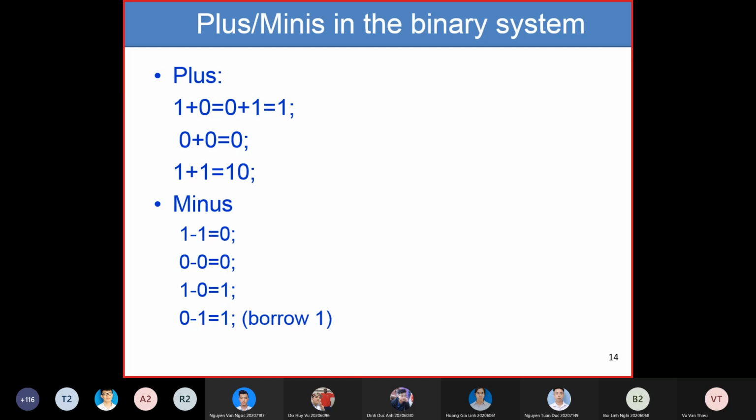Minus: 0 minus 0 equals 0. 1 minus 0 equals 1. And 0 minus 1 equals 1, but we need to borrow 1 for the next minus. So we know that 1 plus 1 equals 1, 0. And 0 minus 1 equals 1, and we need to borrow 1.